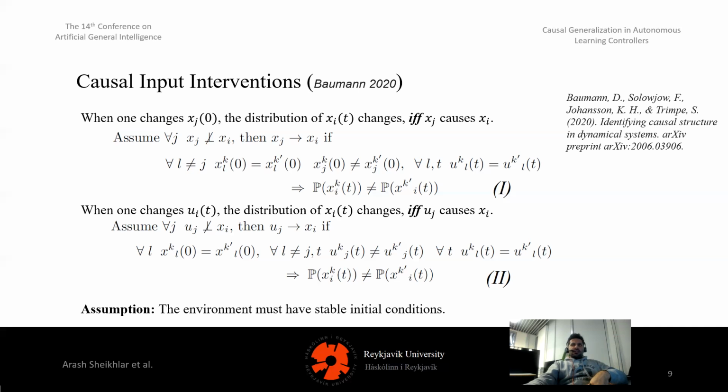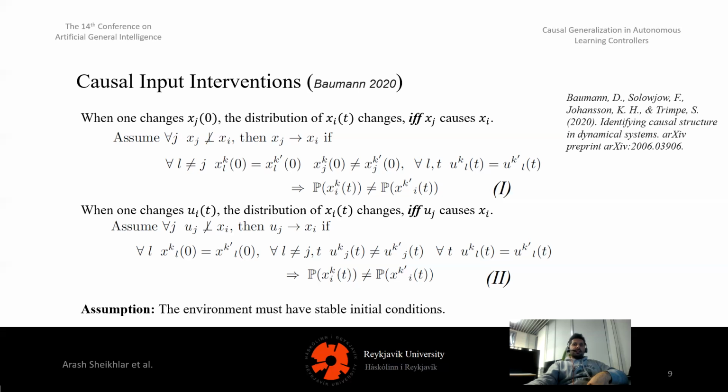And these two definitions that I just introduced are definitions of causal influence in dynamical systems that have been presented before by other researchers, and you can use them to detect if there is a causal relation between two variables in a dynamical system or not. But what we need is a controller that actually learns a model, and we don't really need just an identification algorithm.